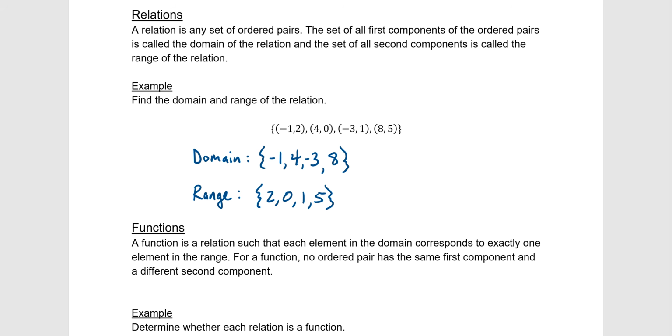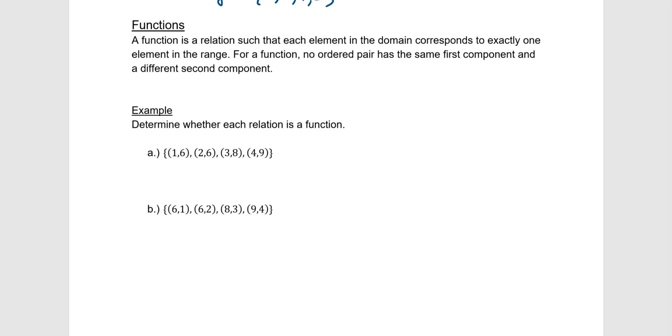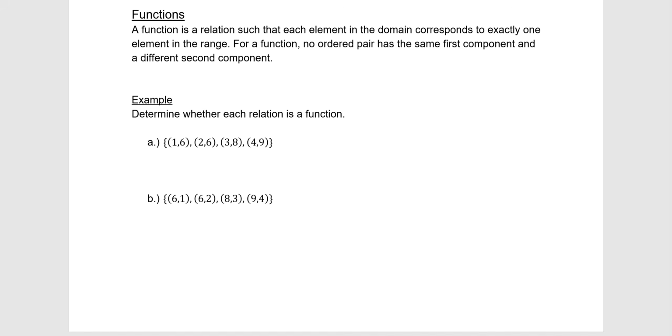So we can extend this definition to functions. A function is a relation such that each element in the domain corresponds to one and only one element in the range. What this means is that for a function, no ordered pair has the same first component and a different second component. Each first component can correspond to only one second component.